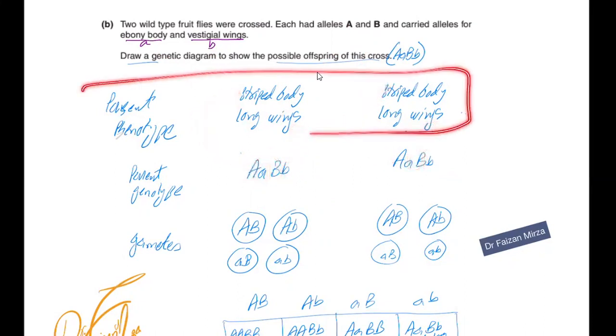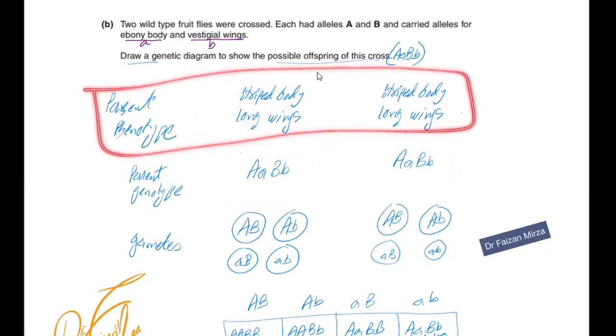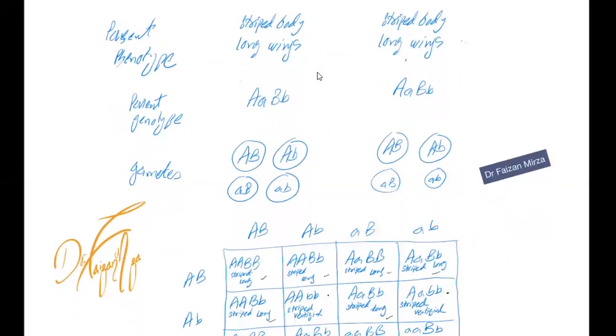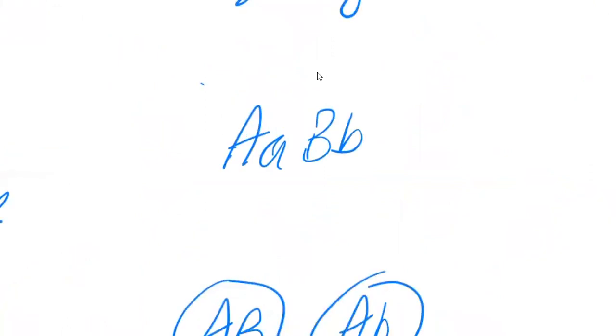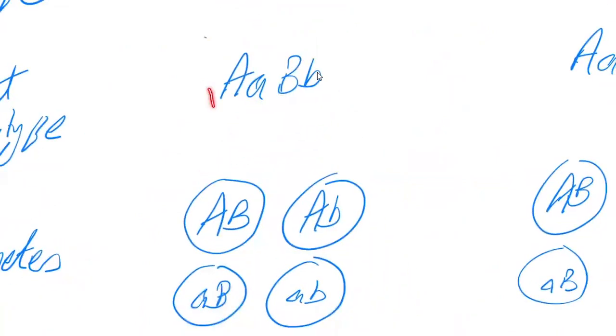So first, in the first row, we mentioned the parent phenotype, and in the next row, the parent genotype, and then we go for the gametes. Whenever we are making gametes, we just split the homologous chromosomes apart. This A and this A represent a homologous pair. Similarly, B and B represent a homologous pair. So whenever we are making a gamete, we need to split a homologous pair.